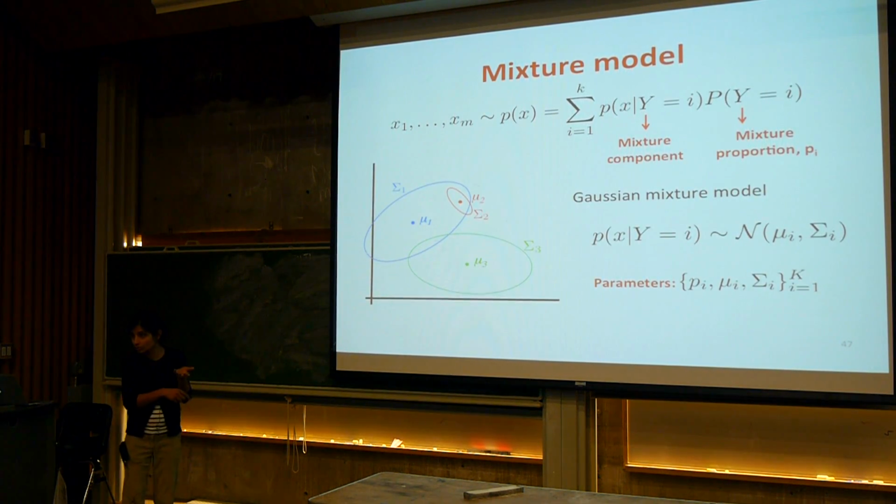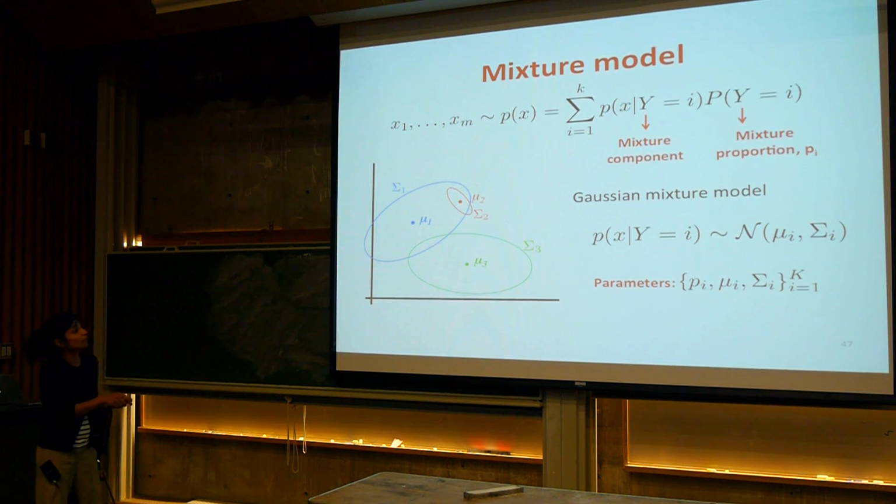Specifically, we talked about the Gaussian mixture model, where you can think of the distribution from each component, from the ith component, for example, as a Gaussian with certain mean mu i and covariance sigma i.